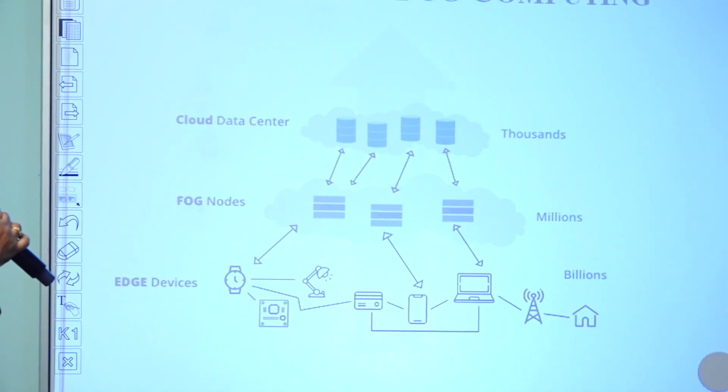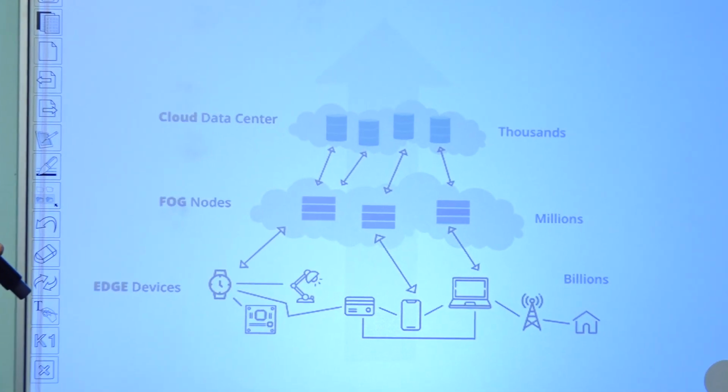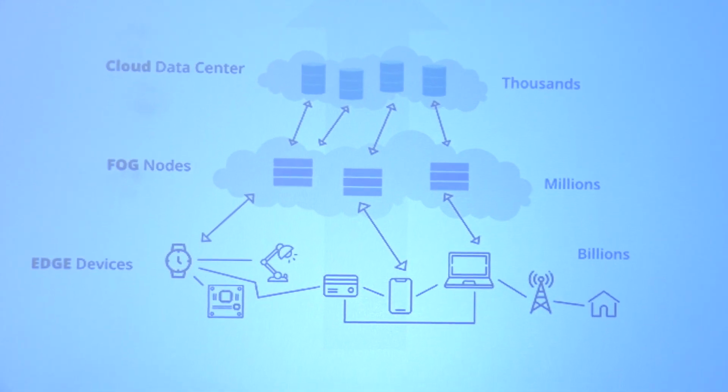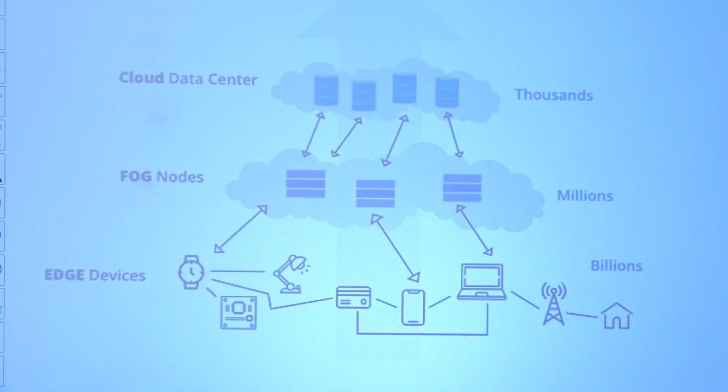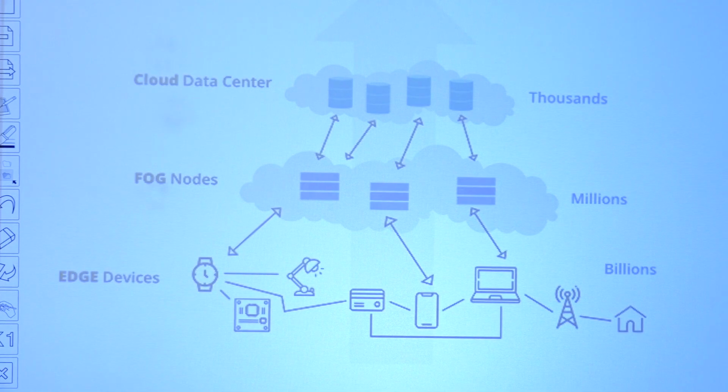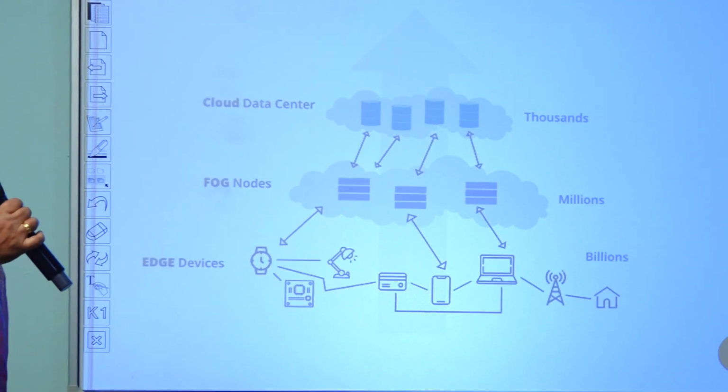So this is the difference between edge computing and fog computing. In edge computing, we use billions of systems. Fog nodes include millions of systems, and the cloud data center includes thousands of systems.